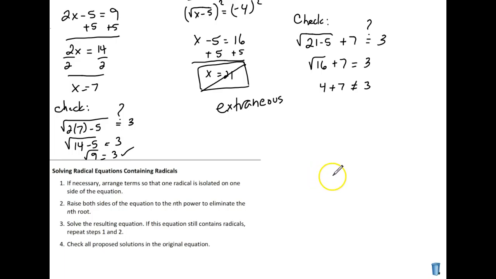So there are 4 steps to solving these radical equations. Step 1 is, if necessary, arrange the terms so that one radical is isolated on one side of the equation. Then raise both sides to the nth power to eliminate the nth root, or the nth radical. And then you solve. You may have to repeat steps 1 and 2, depending on the type of problem. We'll see one like that. And then always check your solutions in your original equation.